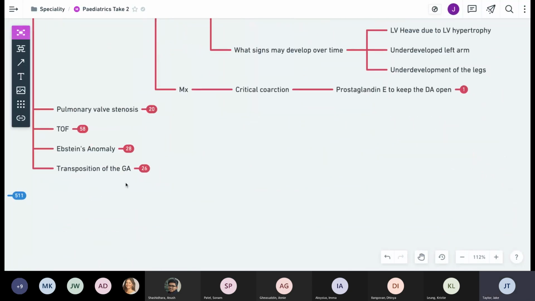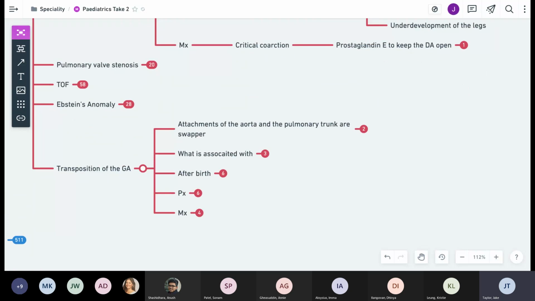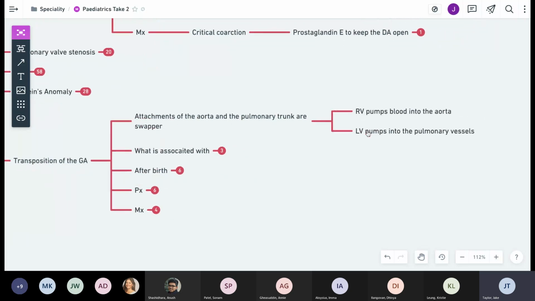We can quickly talk about the transposition of the great arteries very, very quickly. This is cyanotic. The difference between these two and tetralogy of Fallot, which does get confused sometimes, is that TOF can present later. Transposition of the great arteries will present at birth. The reason is that there's a switch between the aorta and the pulmonary trunk. So the right ventricle pumps blood into the aorta and the left ventricle pumps into the pulmonary vessels.